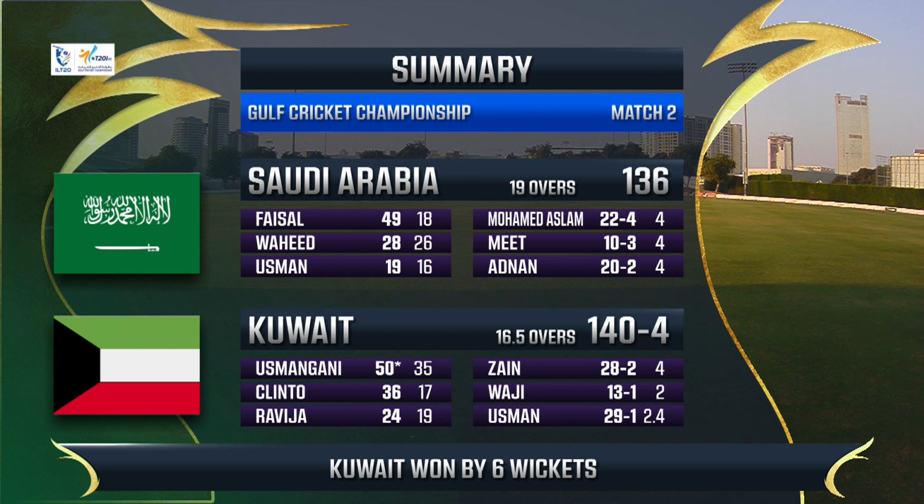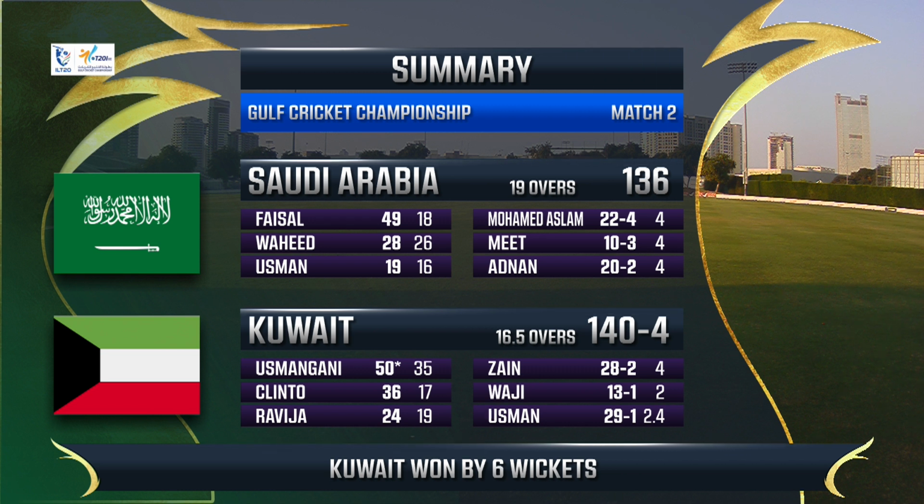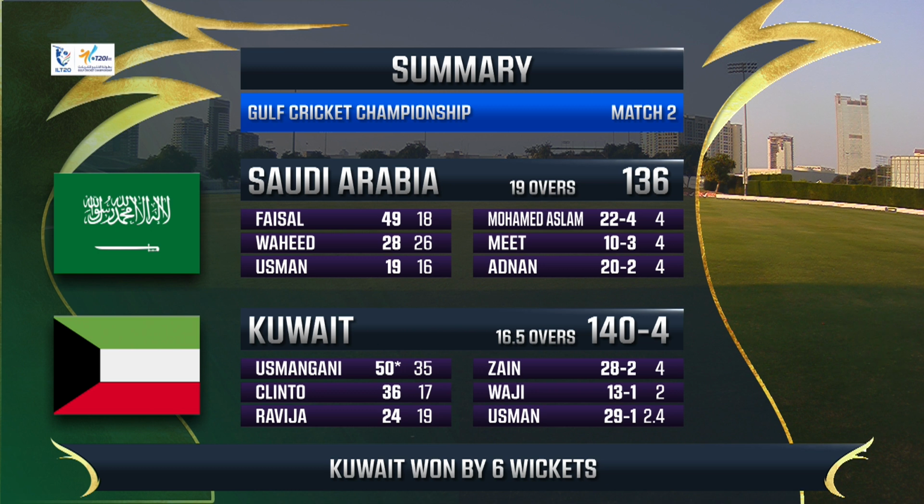The captain, Muhammad Aslam, was pick of the bowlers, 4 wickets to his name, going for just 22 runs. Mead also among the wickets, 3 wickets to his name. Adnan chipping in with a couple of wickets. When the chase started, it was Clinto and Ravija show.